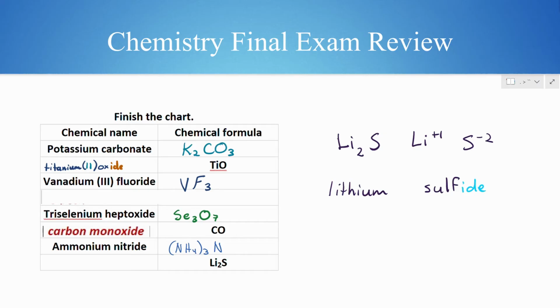Now you will notice that the IDE ending is used for all of the second elements in all the ways we name things. So whether it's a covalent one, or an ionic one with a transition metal, or an ionic one with a main group metal.